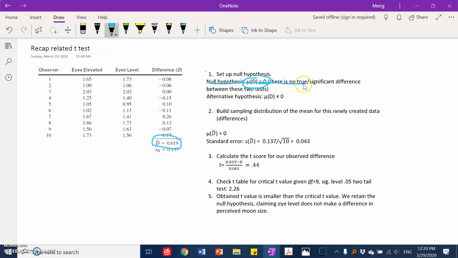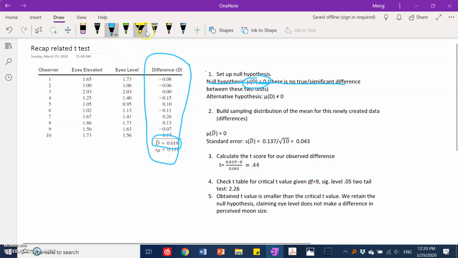So that is not our null hypothesis. And the alternative hypothesis is this difference is not equal to 0. And second, we want to build the sampling distribution of the mean for this new data set. Again, we don't need to care about these two columns anymore. We just want to work on this new data set. So build this sampling distribution of the mean for this new hypothesis.